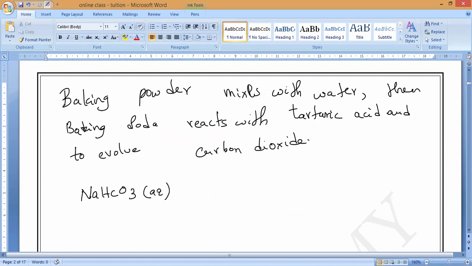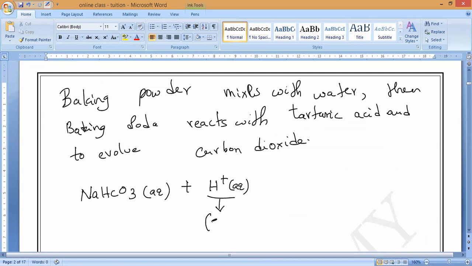NaHCO3, which is in which state? Aqueous state. Now the H plus ions are also in the aqueous state. Where do these H plus ions come from? Can anybody say?